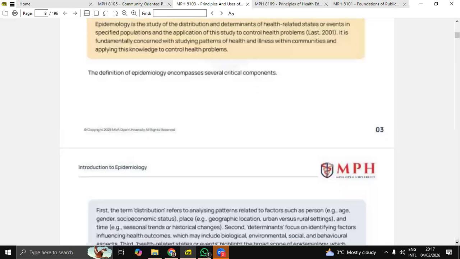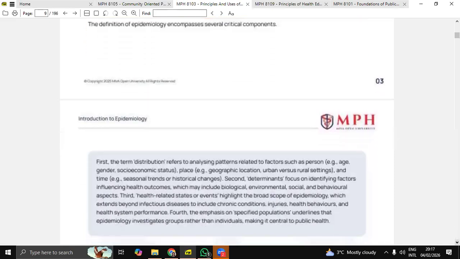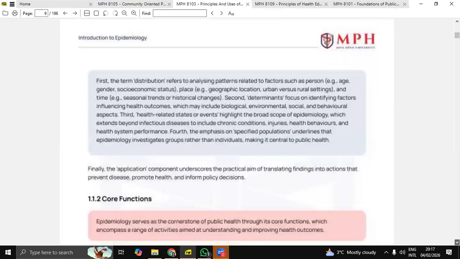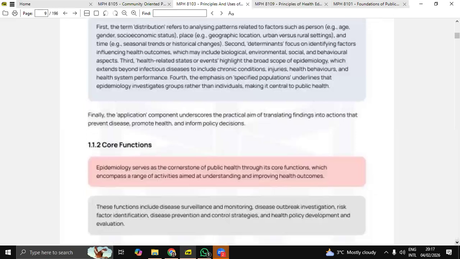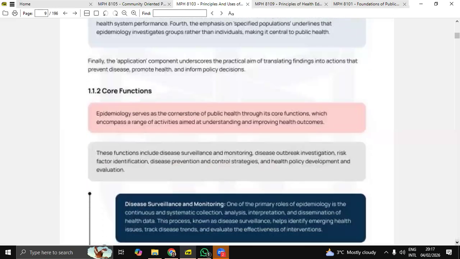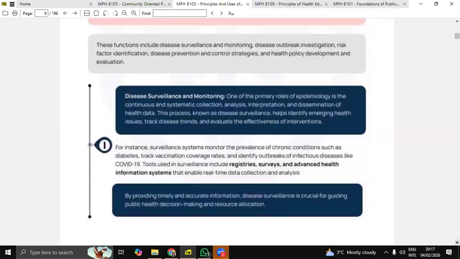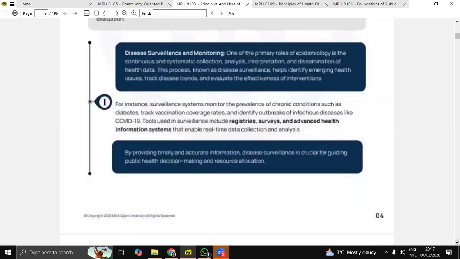So let's move on to talk about the core functions. That's the next thing we're talking about. For the core functions of epidemiology, there are 5 according to our material. Because we may go out and see, okay, maybe there are more or something. So what are the functions of epidemiology?